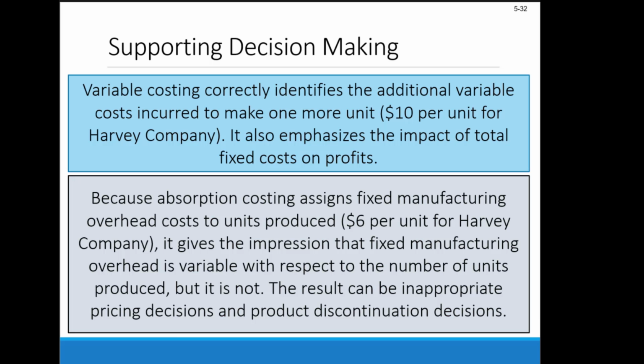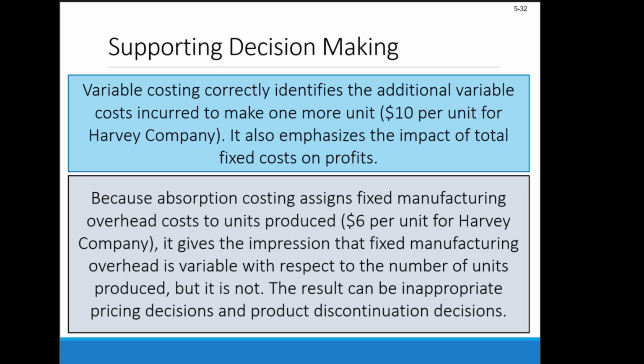Variable costing does correctly identify the additional or incremental variable cost incurred to make one extra unit. So under our Harvey example, that was the $10 per unit in materials, labor, and variable overhead. So it really emphasizes the impact of the total fixed costs on profits as well.